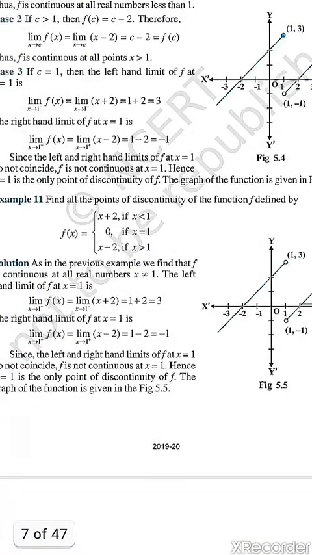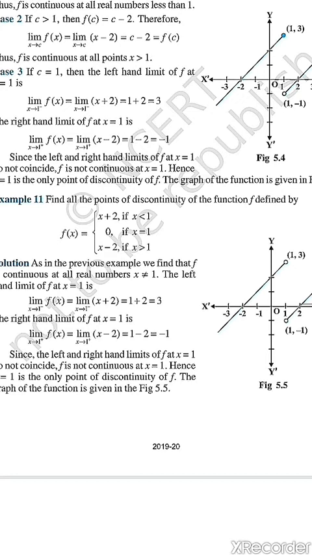See example 11 now. Find all the points of discontinuity of a function f defined by the following. Now this contains three definitions: x less than 1, x equals 1, x greater than 1. It is not given whether you have to draw the graph or prove it with the help of the definition, so you can go either way. Both are mentioned clearly in your book.